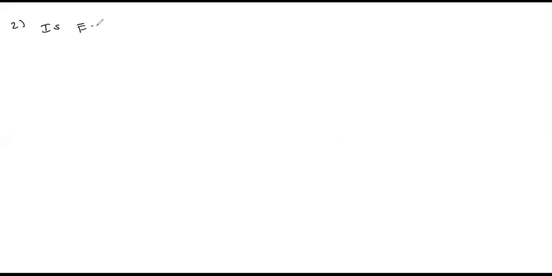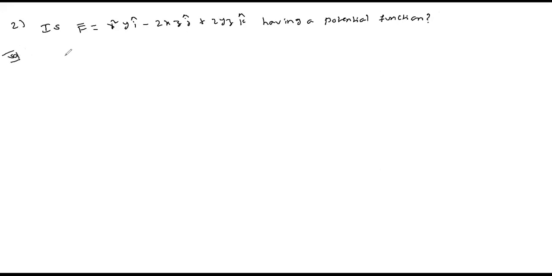F bar equals x squared y i bar minus 2xz j bar plus 2yz k bar. Is it having a potential function? So how do you check whether it is having a potential function or not?